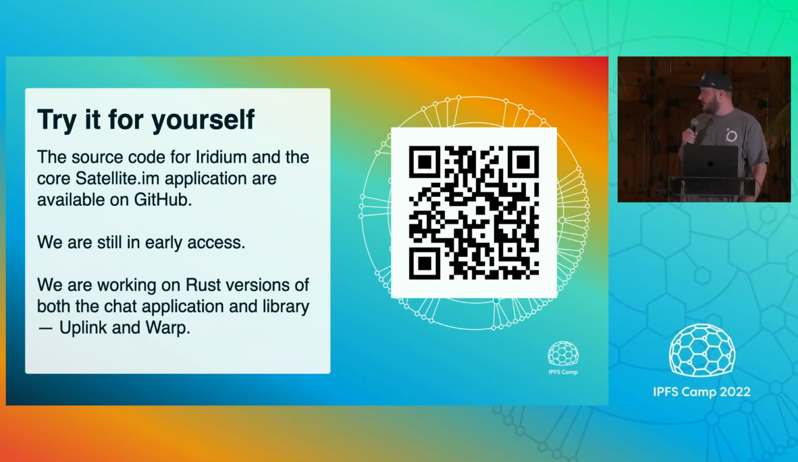So you can try it for yourself. You can check out the GitHub repos. We have core PWA, which is the JavaScript client application, and we have Iridium, which is the JavaScript library. We're also working on uplink and warp, which are our Rust equivalents.